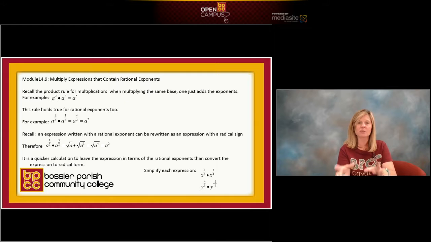The reason this module is in here, module 14, is because I need to make that connection with you guys that rational exponents are really roots. So if you did rewrite it, you would get the same result. Okay, let's try a couple on the whiteboard.